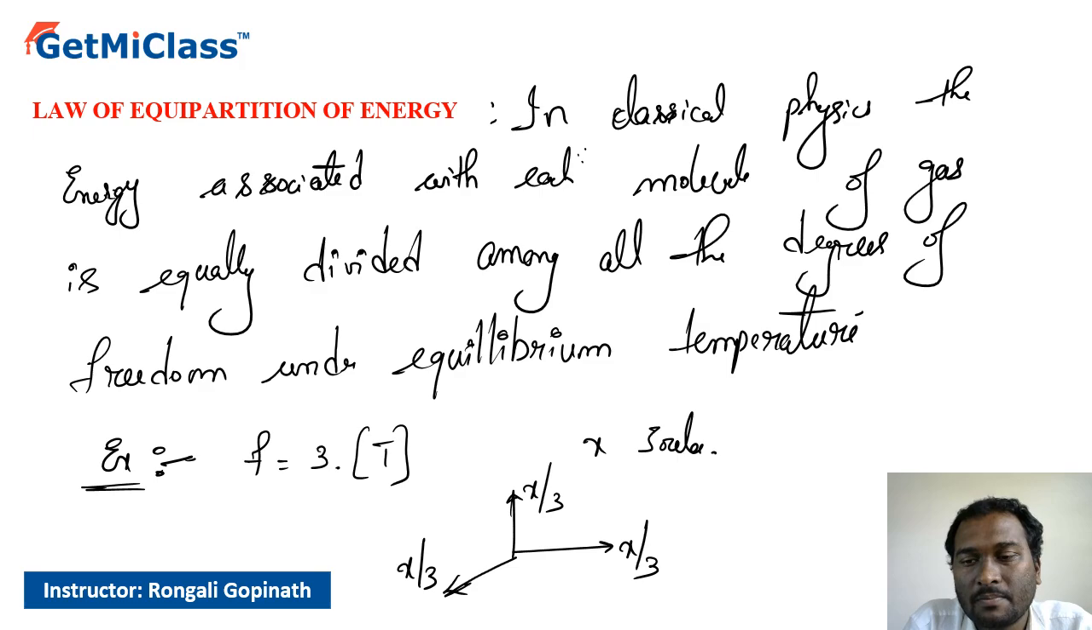under equilibrium temperature. Right? If a gas has 5 degrees of freedom, for the same example, then if the molecule has x joules, the energy associated with each degree of freedom would be x by 5 along the x-axis, x by 5 along the y-axis, x by 5 along the z-axis, and x by 5 along each of the two rotational axes. This is called the law of equipartition of energy.